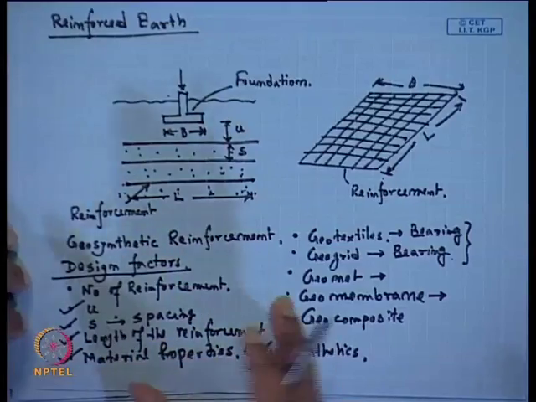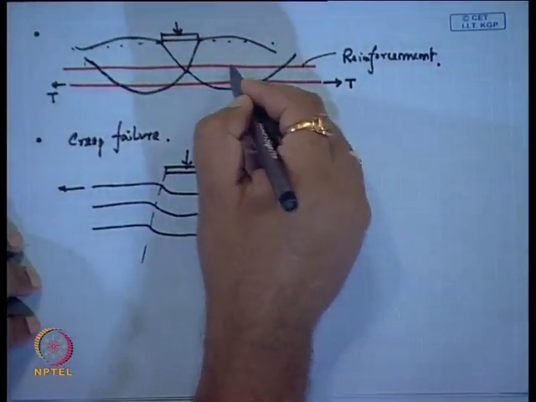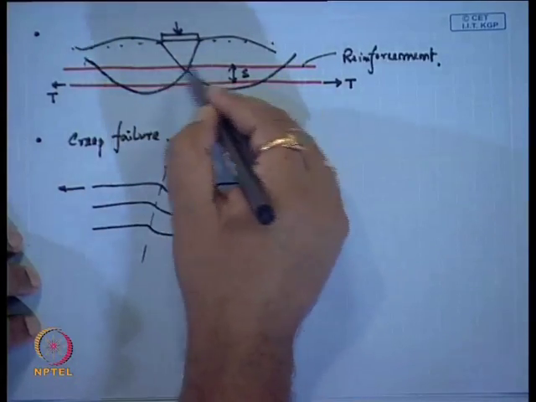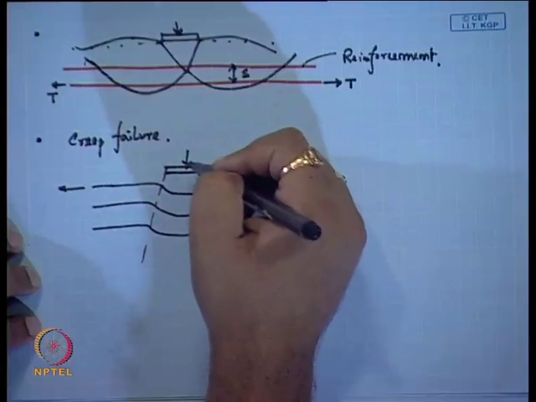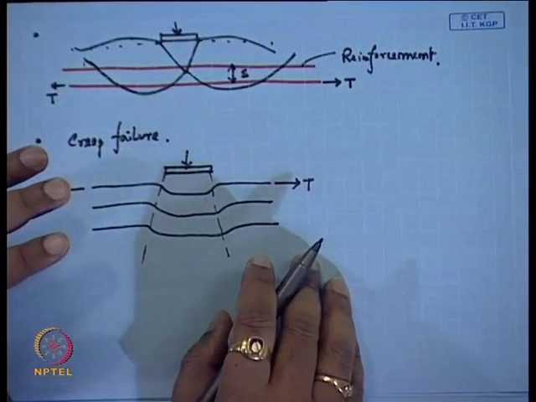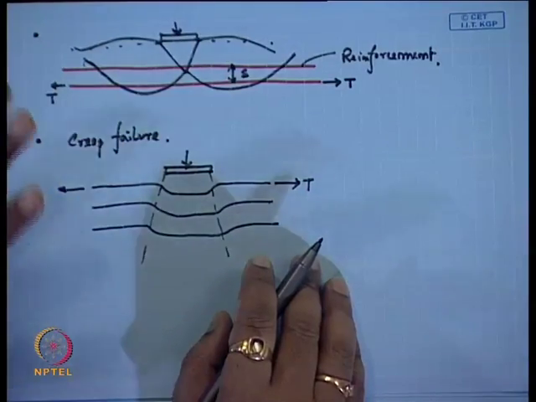If the spacing between two geosynthetics is very high, what will happen? The failure will occur within that, between the two reinforcements, because if we provide a very large spacing, the failure will occur within the soil between the two geosynthetic layers, and the total system will fail.